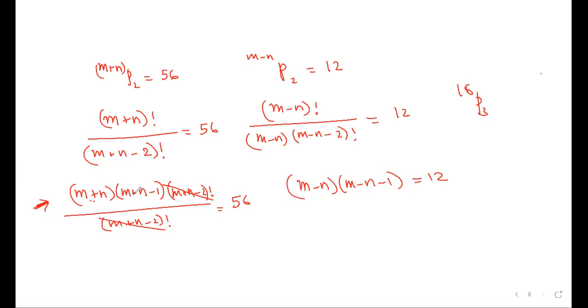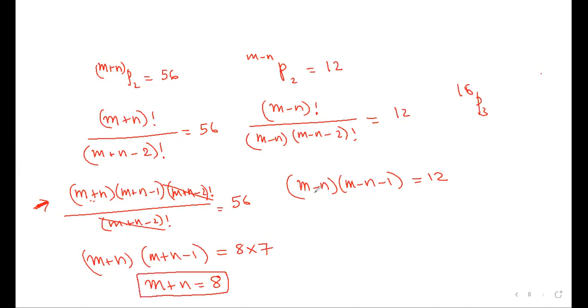They are consecutive numbers. Write 56 as a product of 2 consecutive numbers. 8 and 7. Everybody agree with this? So m plus n should be equal to 8. Do you agree? Bigger number with bigger number.